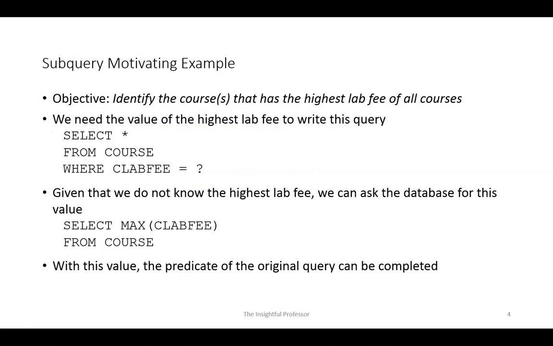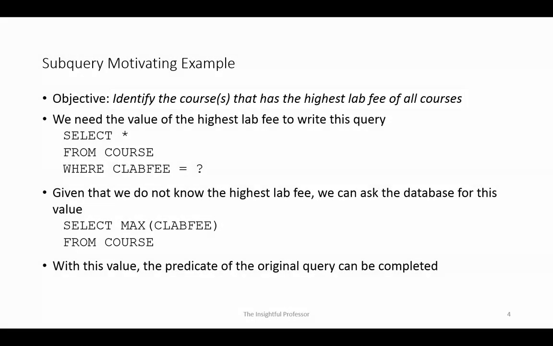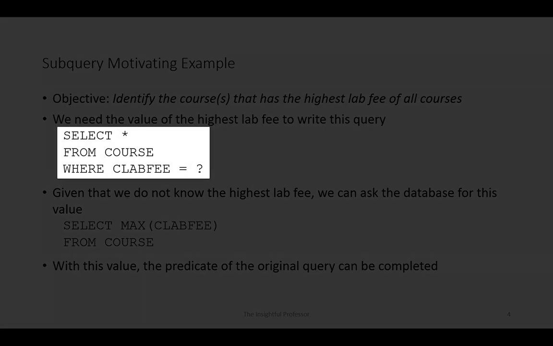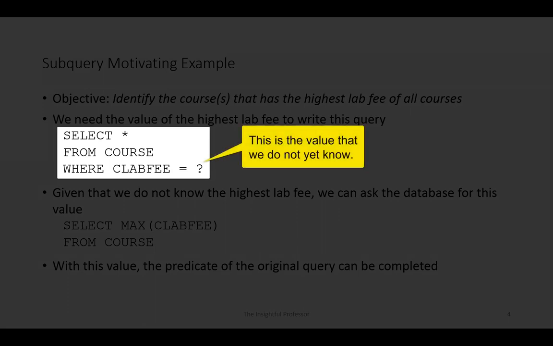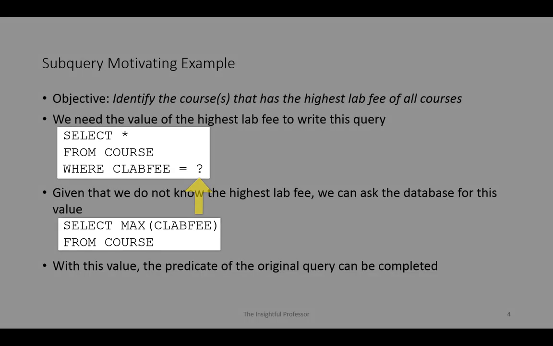Let's consider that example that we just talked about. We wish to identify the course or courses with the highest lab fee of all courses in the system. The query, as I said, would be straightforward. Select asterisk from course where lab fee is equal to, and then we insert the value of the highest lab fee. But given that we don't know what that highest lab fee is, we'd have to step back for a moment and run another query. We would say something like select max lab fee from course, obtain that missing value, go back and revisit the original query, and insert that value.